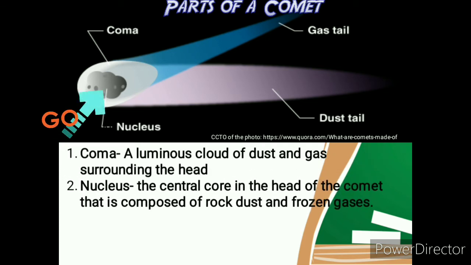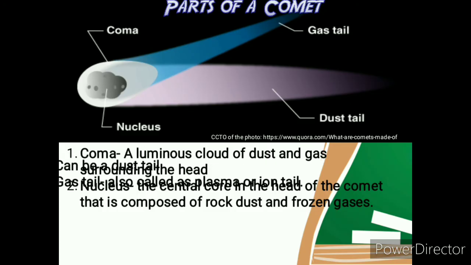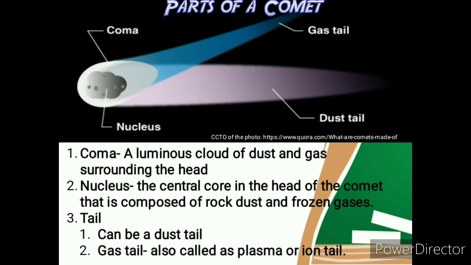Okay, we also have the nucleus, the central core in the head of the comet that is composed of rock, dust, and frozen gases. That is the stony, icy, and rocky part of the comet. It is what burns. Okay, and we have the tail.